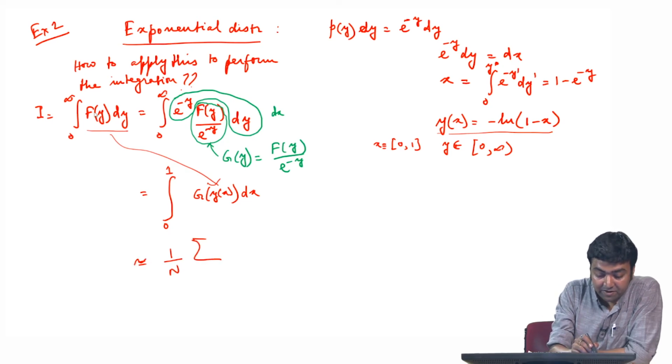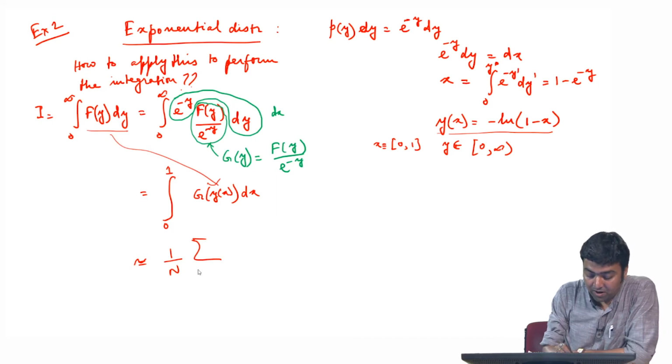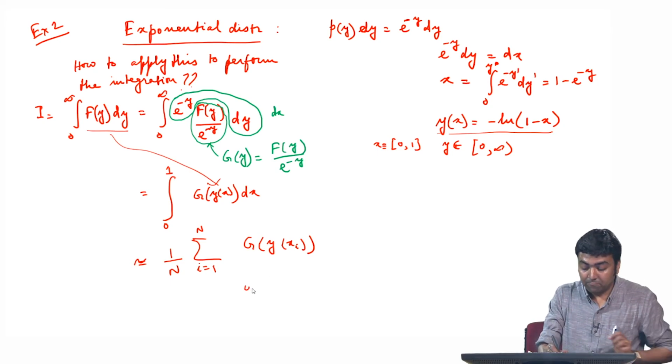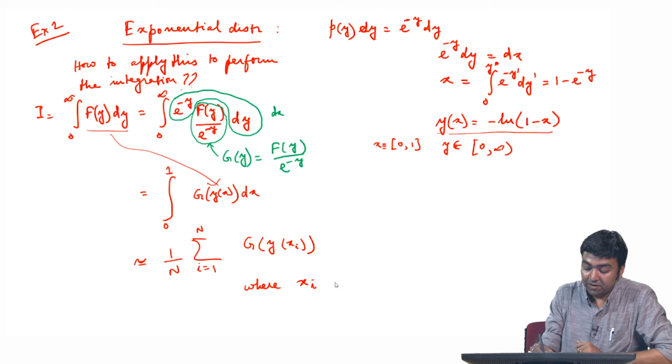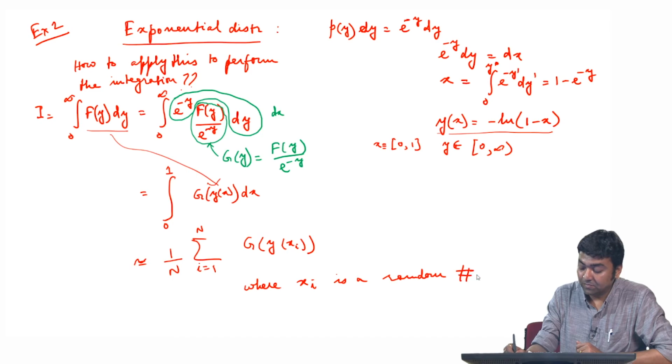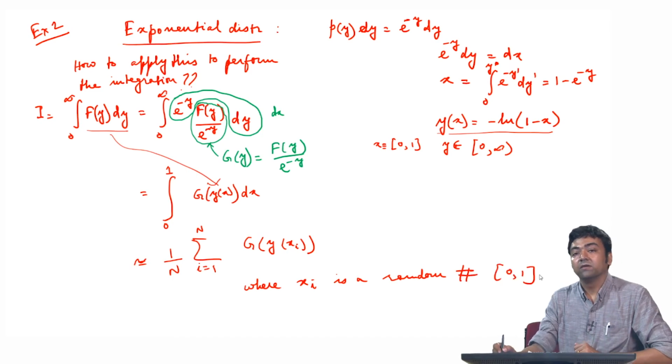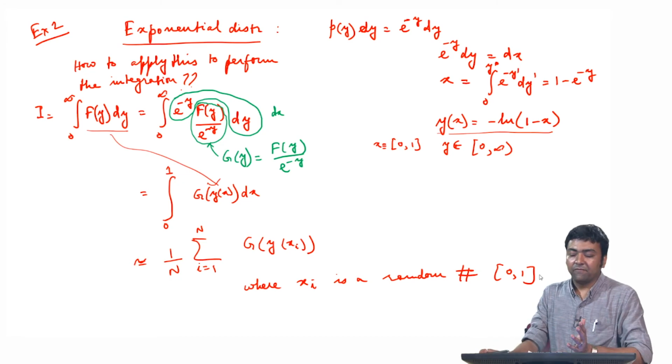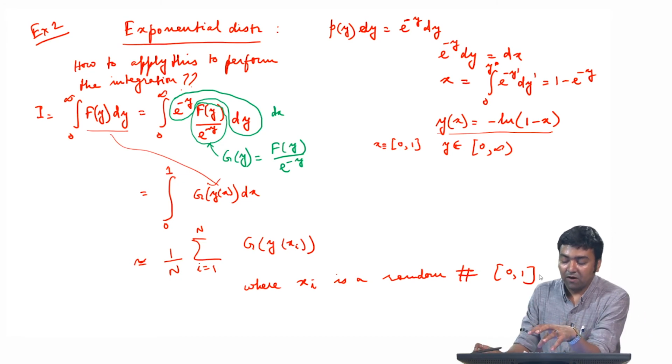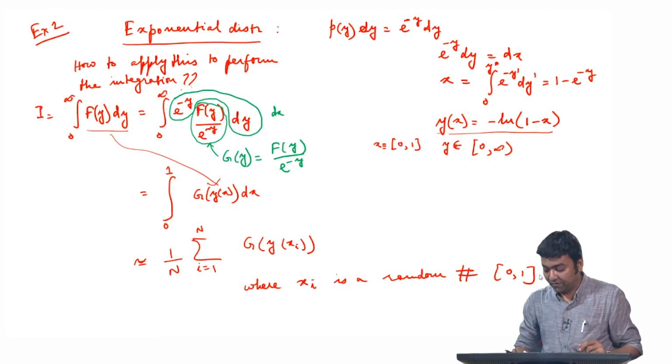In this similar fashion, if you know the mathematical form of the desired distribution of random numbers, you can just do the change of variables.